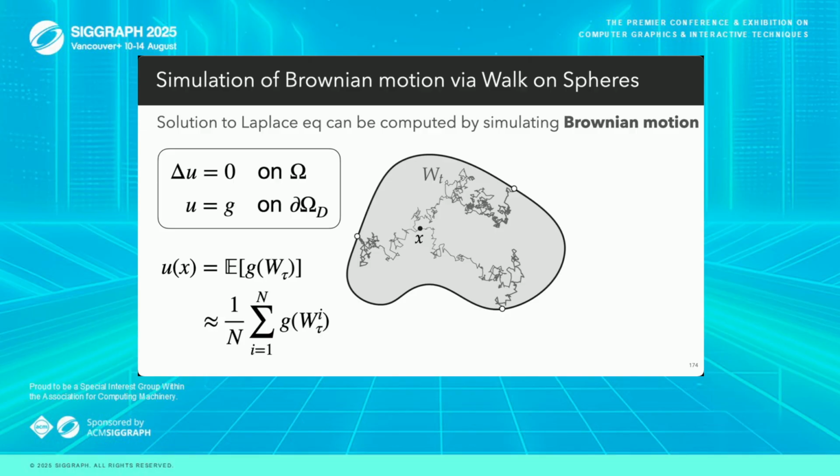So here we observe that a random walk starting at x is actually equally likely to exit through all points on the sphere centered at x.